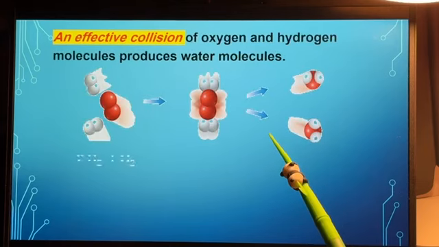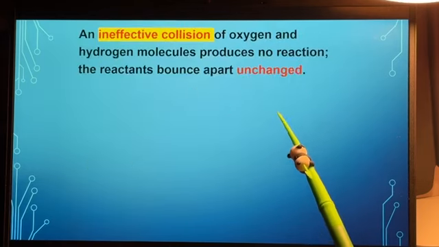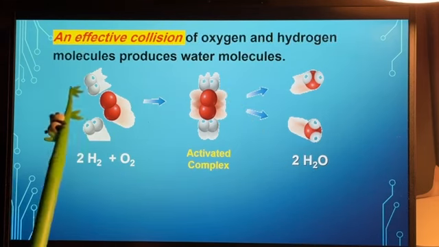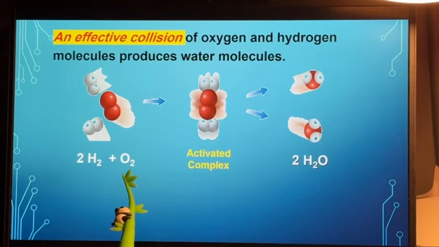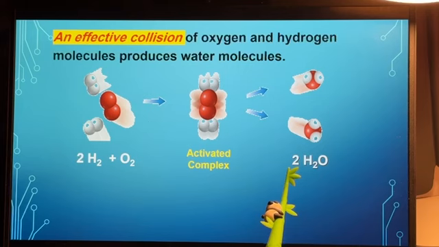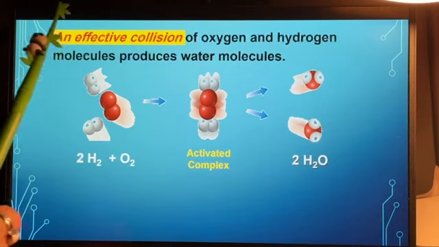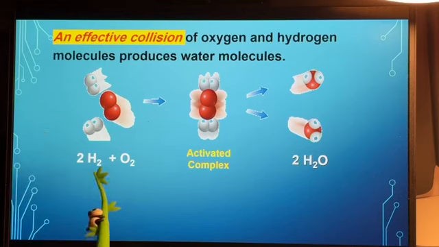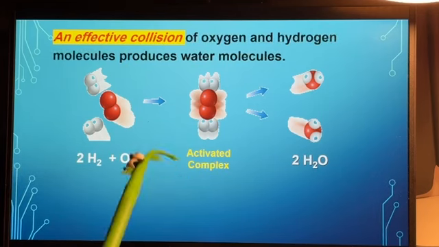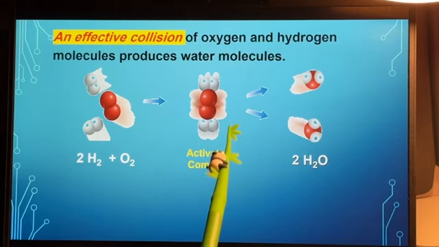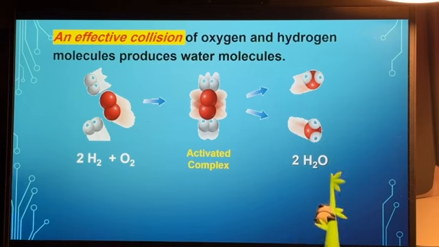For example, look at this chemical reaction where hydrogen molecules, which are shown in white color, are reacting with oxygen molecules to form two molecules of water. When we say we have an effective collision, it means the hydrogen molecules react with the oxygen molecules to form an activated complex. And this activated complex finally helps you to get your products, the two water molecules.